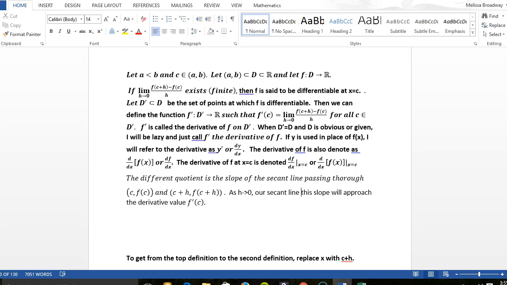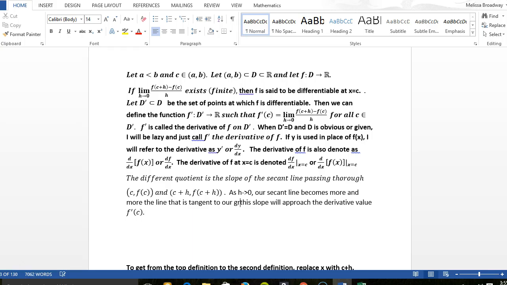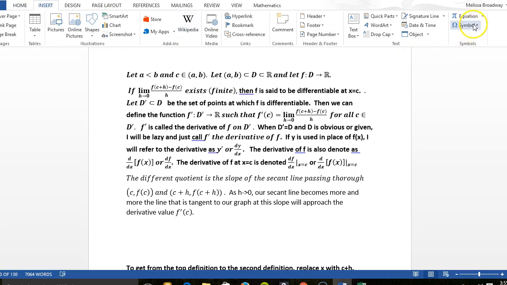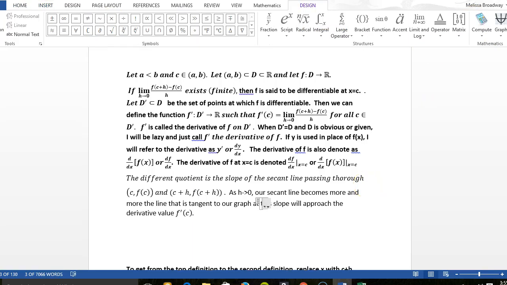Our secant line becomes more and more like the line that is tangent to our graph at our point. But I need to define tangent line. I've not even really defined this, and I need to do that. I probably should have done that a minute ago, but it's okay.